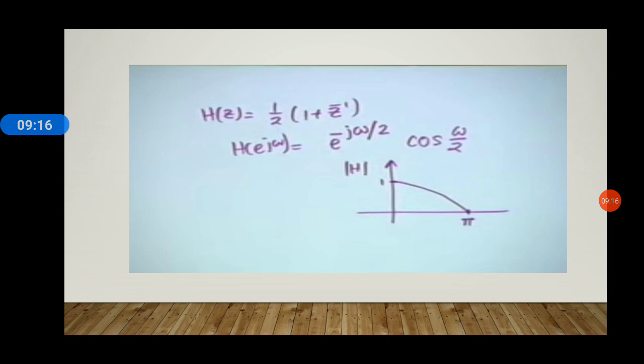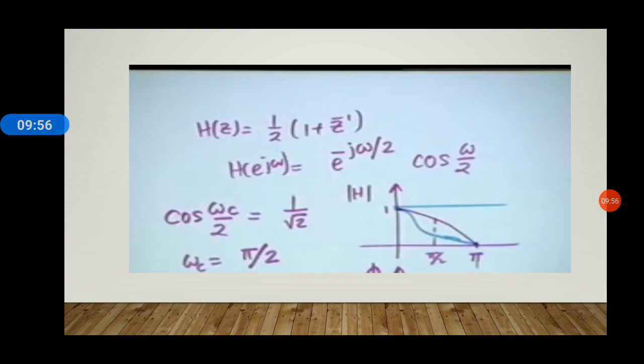Now H(z) is equal to half of 1 plus z inverse. If we replace z by e to the power j omega, we can write this as e to the power minus j omega by 2 into cos of omega by 2. I have ignored the subsequent steps. Now here the magnitude of H(e^j omega) would be the magnitude of cos omega by 2. So when omega is equal to 0, cos 0 is 1, and when omega is equal to pi, cos pi by 2 is 0. So here it is a low pass filter, but not at all a good one.